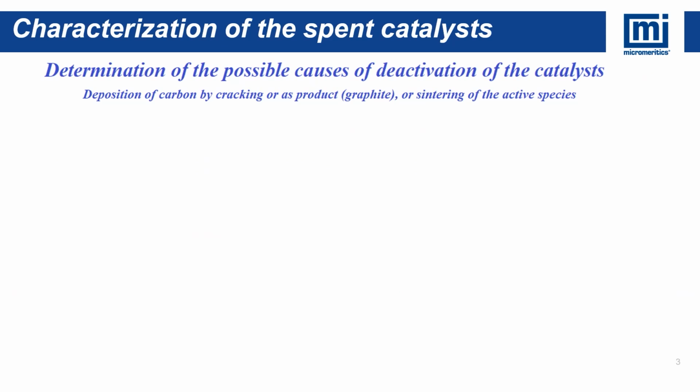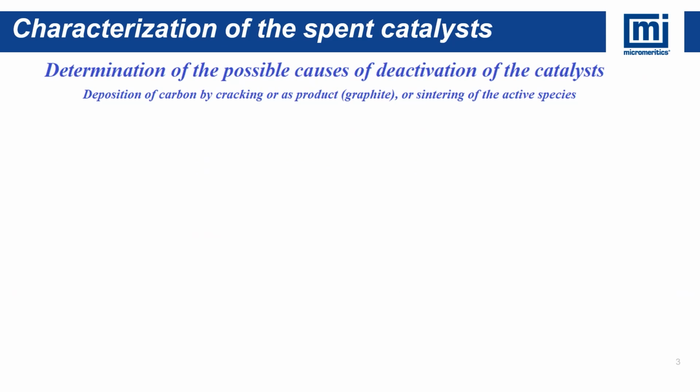Okay, so the deactivation of the catalyst can be due to several things. It could be due to the deposition of carbon by cracking or as a product, and in this case, for the Sabatier reaction, one of the products is graphite. So the graphite is going to be produced and is going to cover the active species on the surface. And once it has covered the active species, the catalyst starts deactivating because it's preventing the direct contact between the reactant molecule and the active species.